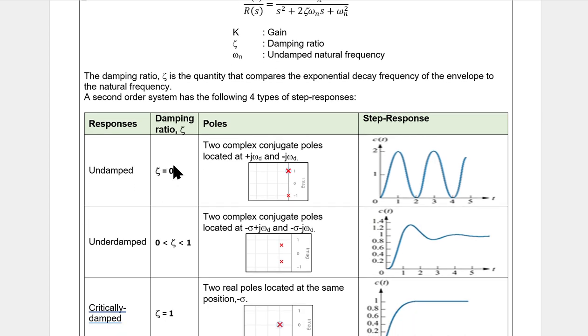If zeta is 0, the response is called undamped. It is oscillating forever, it never damps, as shown here. When zeta is from 0 to 1, then the response is underdamped. Underdamped means it oscillates, but the oscillation damps and then slowly it saturates to a specific value.